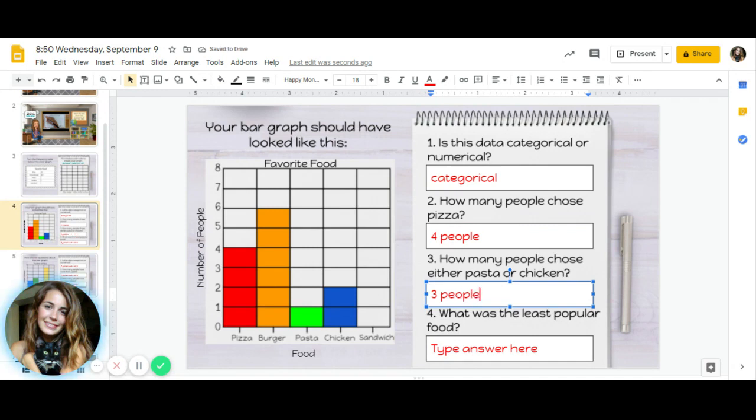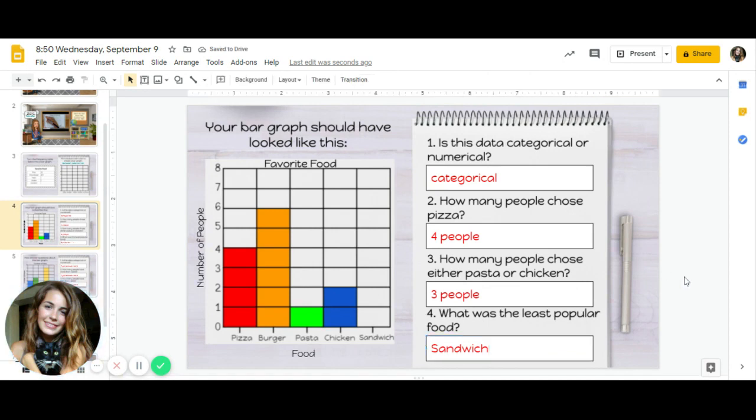Number 4, what was the least popular food? So this question is asking which of the 5 food choices did the fewest number of people pick? And this one can be kind of tricky too. Sometimes when the answer is 0, like nobody picked sandwich, people just ignore that it's even there. And they might say that pasta was the least popular food. But 0 is still a number. So if 0 people picked sandwich, that actually makes sandwich the least popular food on this bar graph. 1 person picked pasta, but no one picked sandwich. So sandwich is the least popular food.